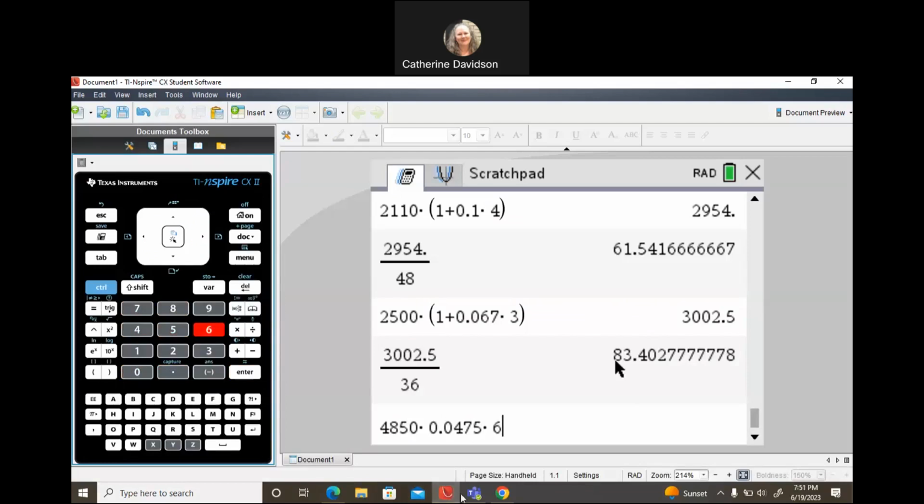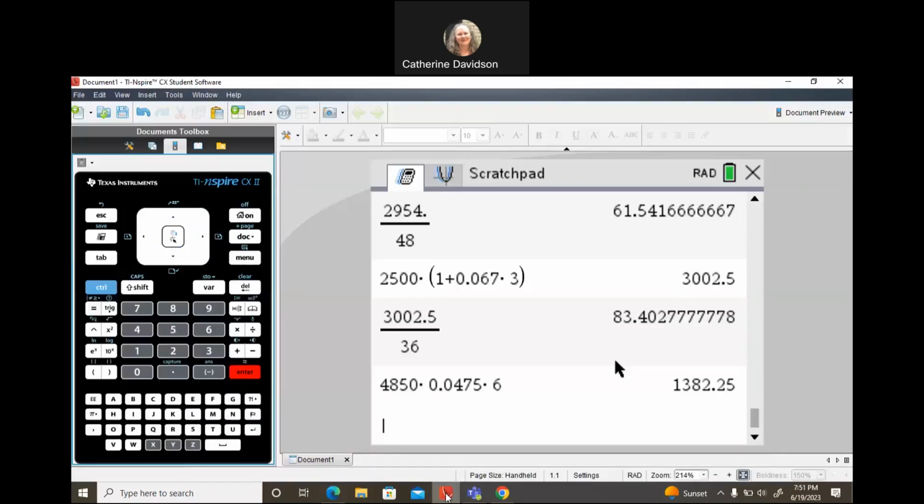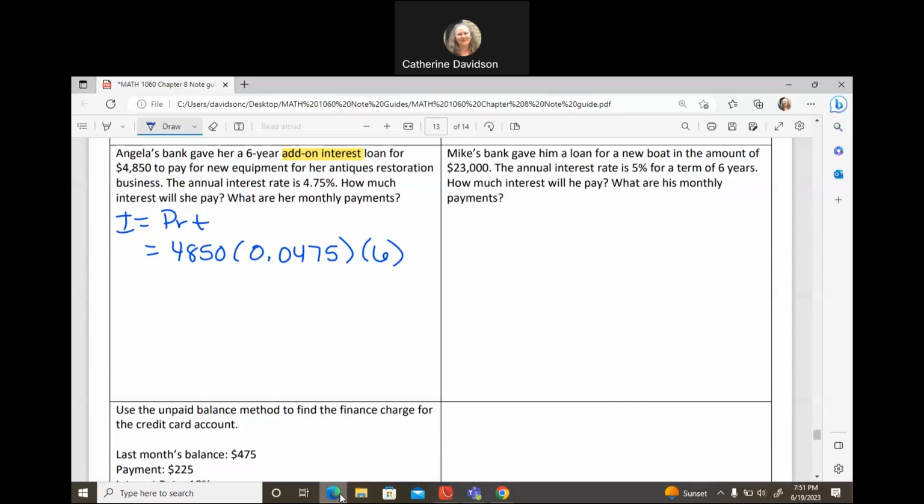Let me double check my numbers. All right, so the total amount of just the interest is $1382.25. So that is the interest. But watch how the question is worded. It may ask you for payments first. It may ask you for the interest first. Just make a note of that. So then what are her monthly payments?